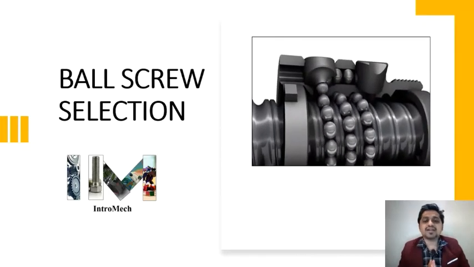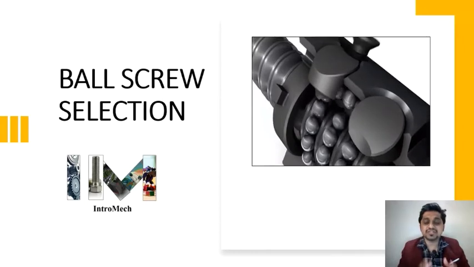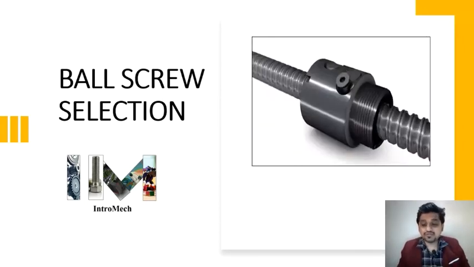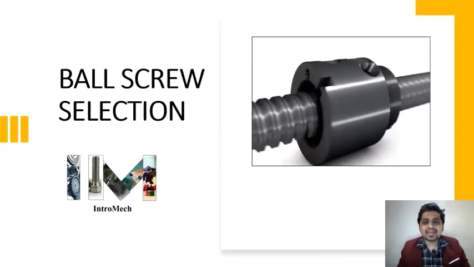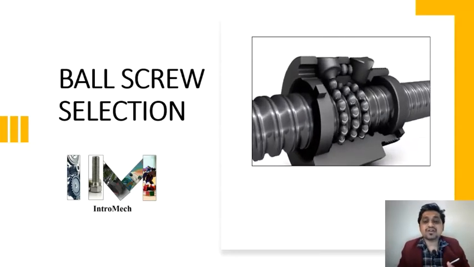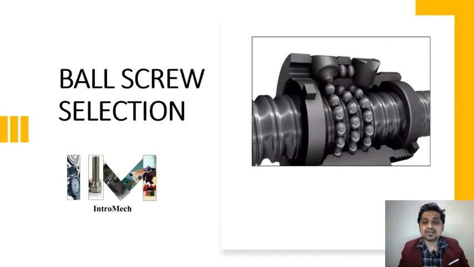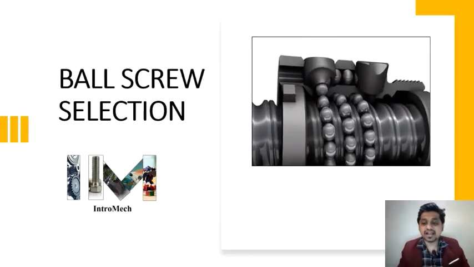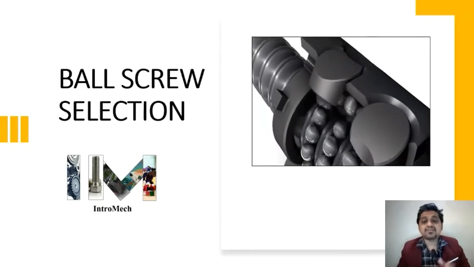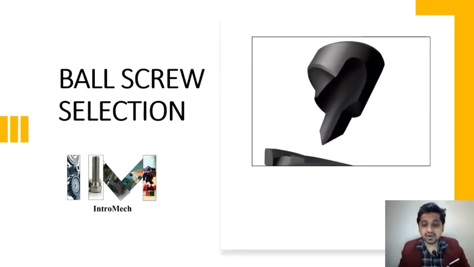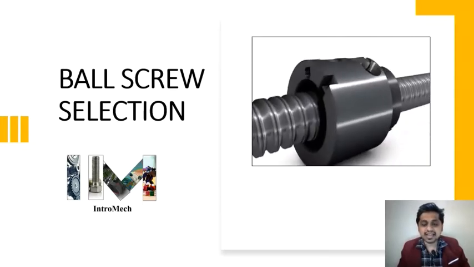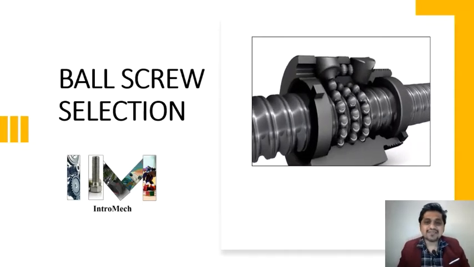Here we are taking THK as an example only because THK offers a great tool for ball screw model selection. My aim is to let you know what input factors are important for proper selection, how we can select, what the different types are, and what the different parameters included in the ball screw mean. So without wasting time, let's get started.